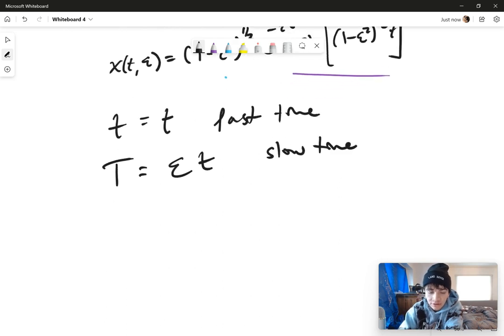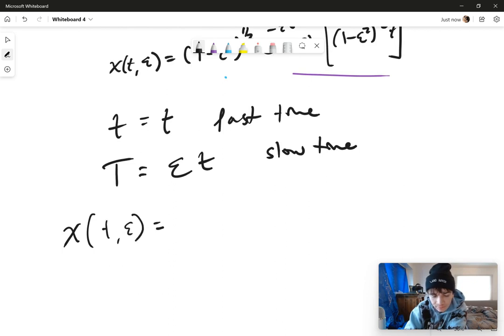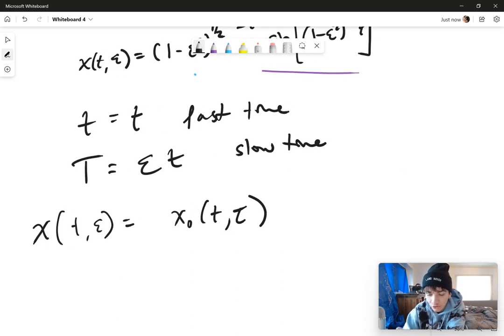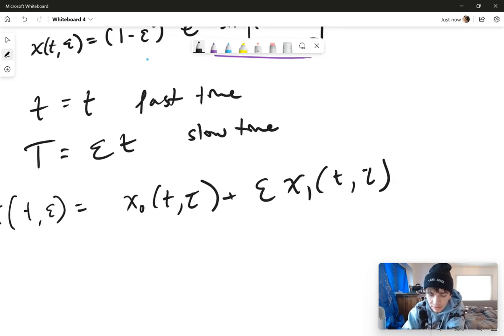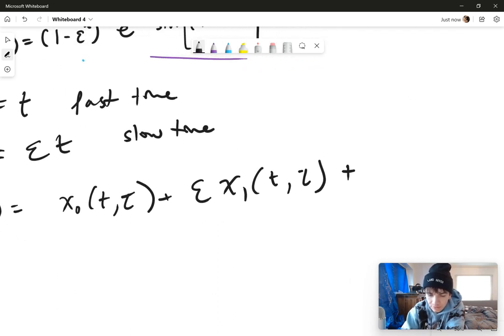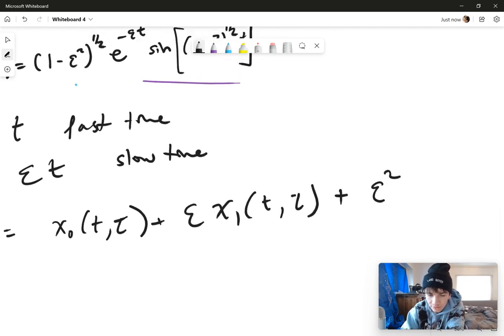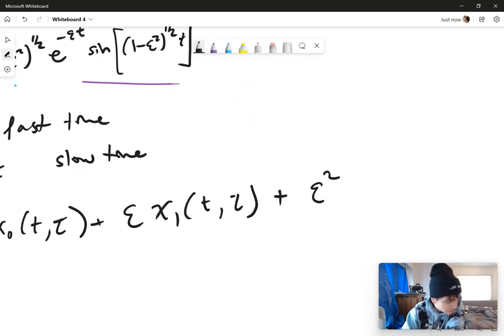And so let's go into this. So I'm going to expand the solution x of t, epsilon as precisely x0 of t and then tau. So tau, like this capital T, is a totally new parameter of the system, plus epsilon x1 of t, tau, okay, plus epsilon squared x2 of t, tau. Okay.